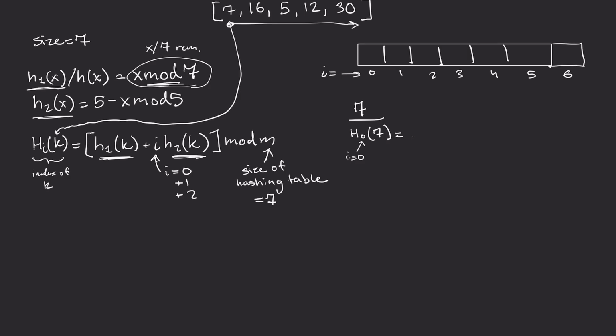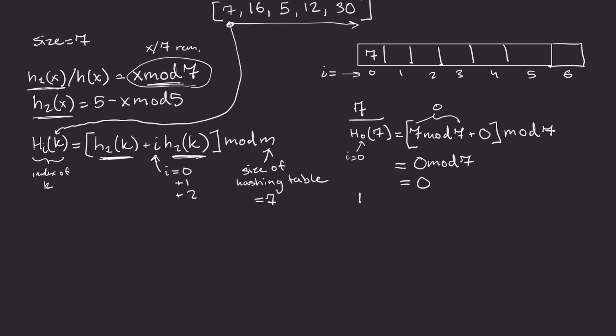So h1 of 7 is going to be 7 mod 7. And then since i, in this case, is 0, we don't even have to calculate the second term. We can just put 0. And then mod 7, because 7 is the size of our hashing table. And if you take a look at this, this is just equal to 0, because 7 divided by 7 leaves no remainder. So it's going to be 0 mod 7. And once again, that's going to be equal to 0. So we just put a 7 in this space.